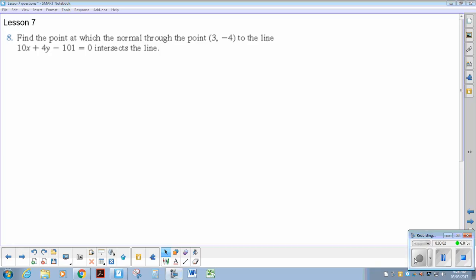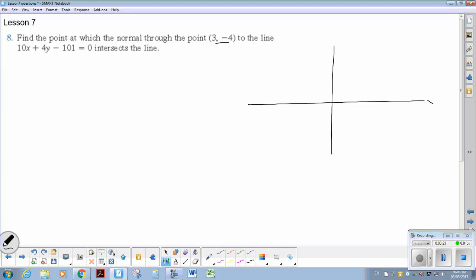All right, I've had a question about number 8 from lesson 7. So we want to find the point at which the normal through the point (3, -4) to that line intersects the line. So there's a whole bunch of lines being discussed here. It's 2D. I'm just going to give myself a quick sketch to give you a visual. The point (3, -4) I can graph quite easily, so I'm going to call that point A just to reference it.